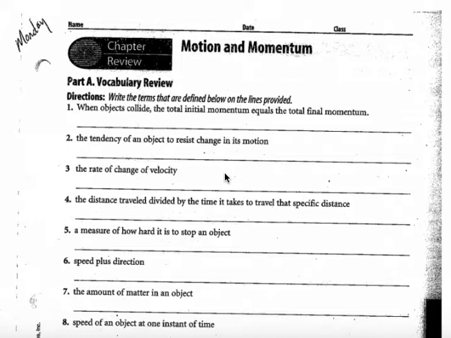Instantaneous speed is calculated the same way when it comes to distance divided by time, but it's in that exact instant, so it's a little bit different.